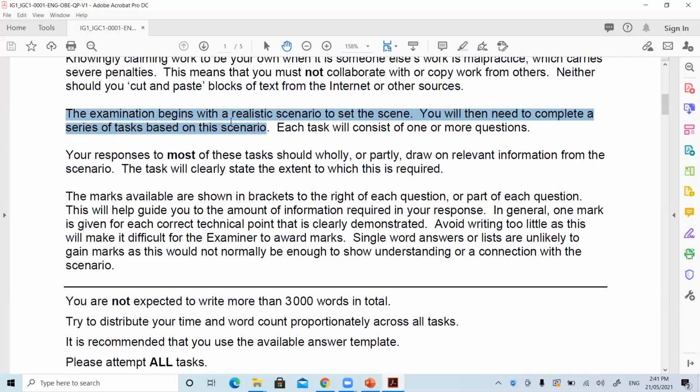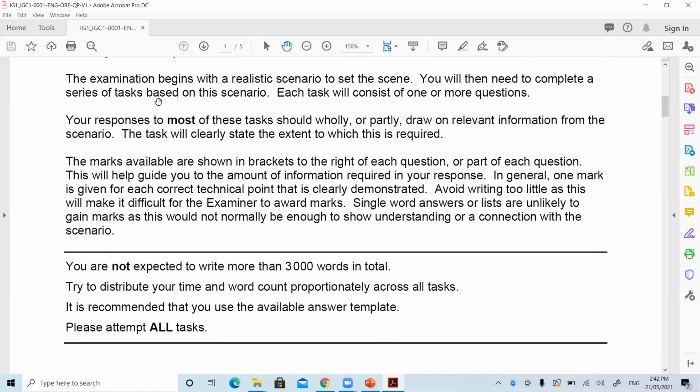The examination begins with a realistic scenario to set the scene. You will then need to complete a series of tasks based on this scenario. Each task will consist of one or more questions. So you guys are familiar with the format now. The scenario will be given and you will have to answer each question as per the scenario. Now this is important.